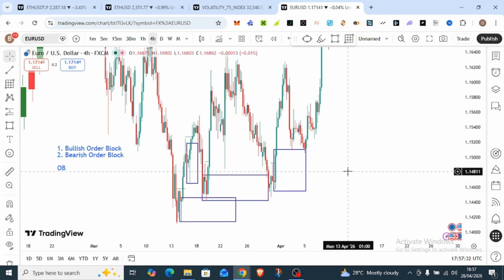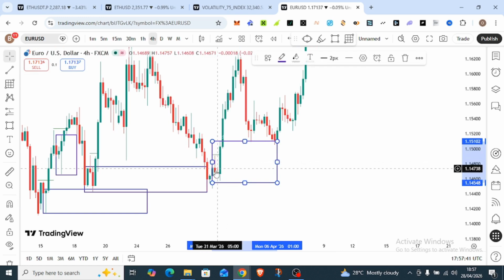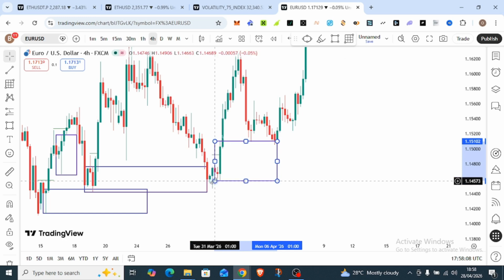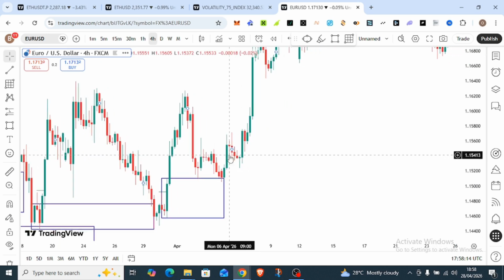Why did I mark this as another block? Let me show you why. This is the last selling candle before this buy. It took out the low of this previous candle. That's why I'm marking it, because it took the low of this other candle. So this one becomes the last buying candle before this other buy. So that's why I mark this as another block.